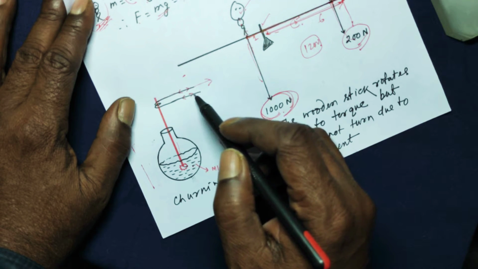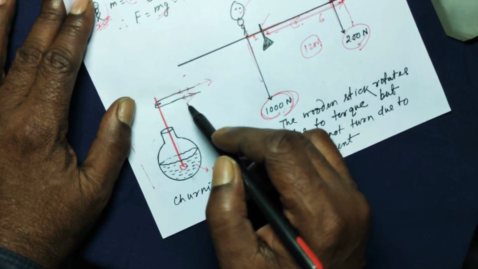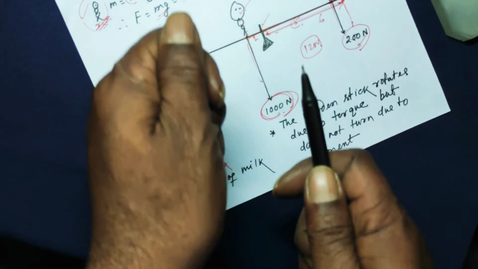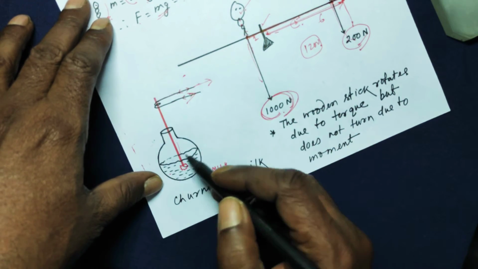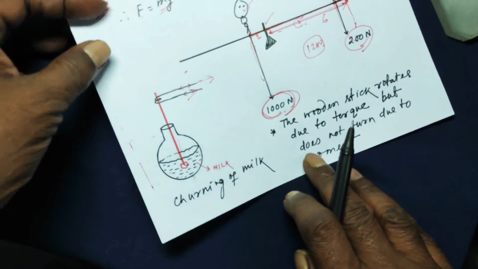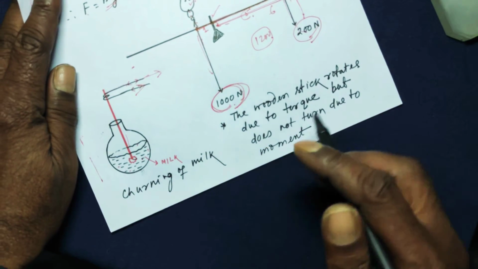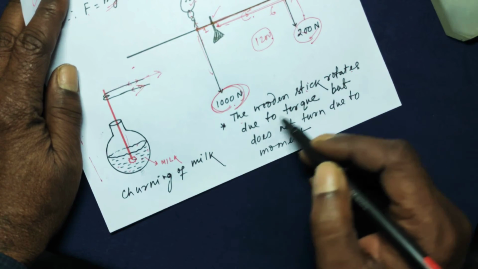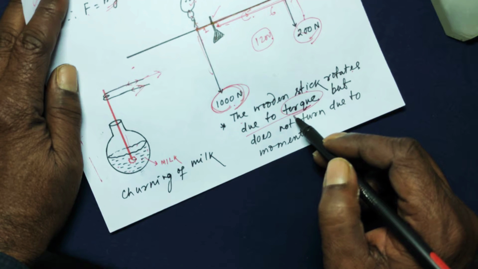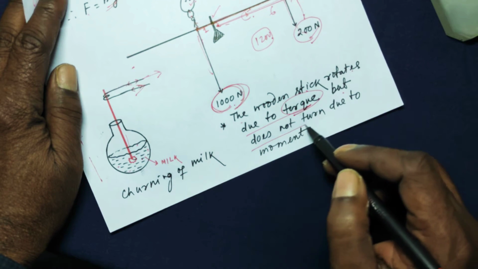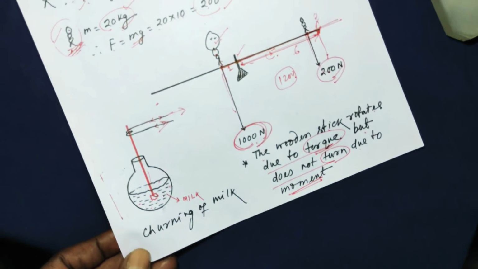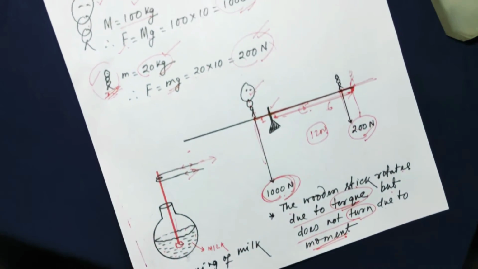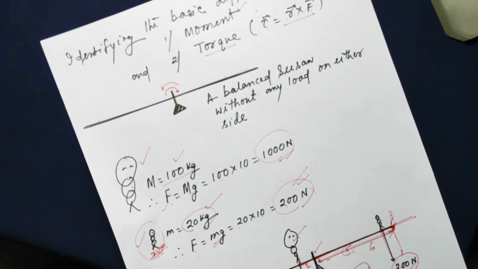And if you can pull to this side, you can pull to this side. Means with your hand you pull it like this. So this stick rotates and the milk is churned. Now, so that is what I am explaining. The wooden stick rotates due to a torque, but does not turn due to a moment. So that is the basic difference between moment of a force and a torque.